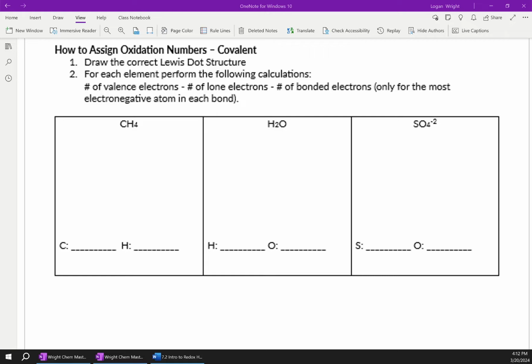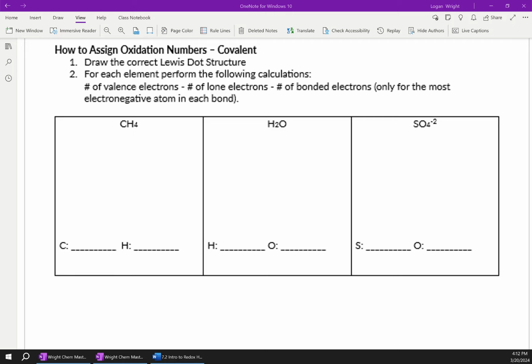All right, the second method for assigning oxidation numbers to a covalent molecule looks a whole lot like calculating formal charges in a covalent molecule. And as a result, it's easy to get them confused because while it looks a lot like it, it ultimately gives you different answers, so they're easy to mix up. But what you need to do is correctly draw the Lewis dot structure and then do a really specific calculation.